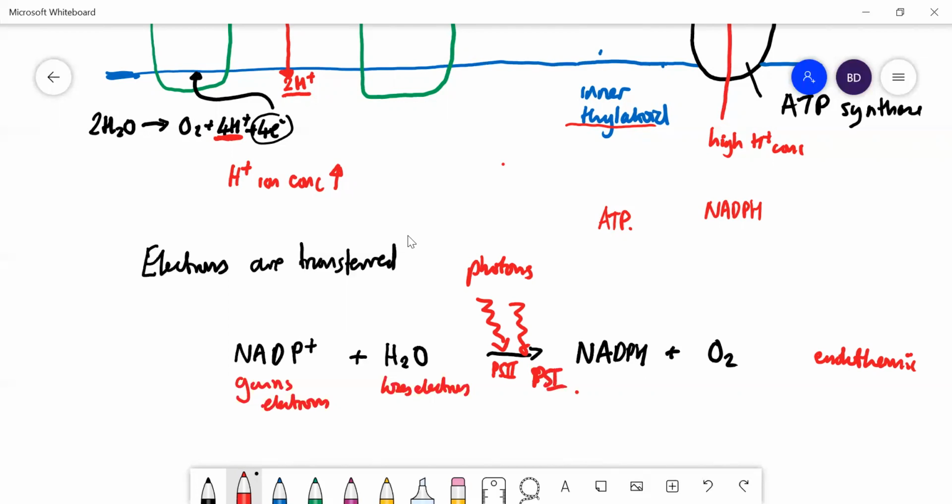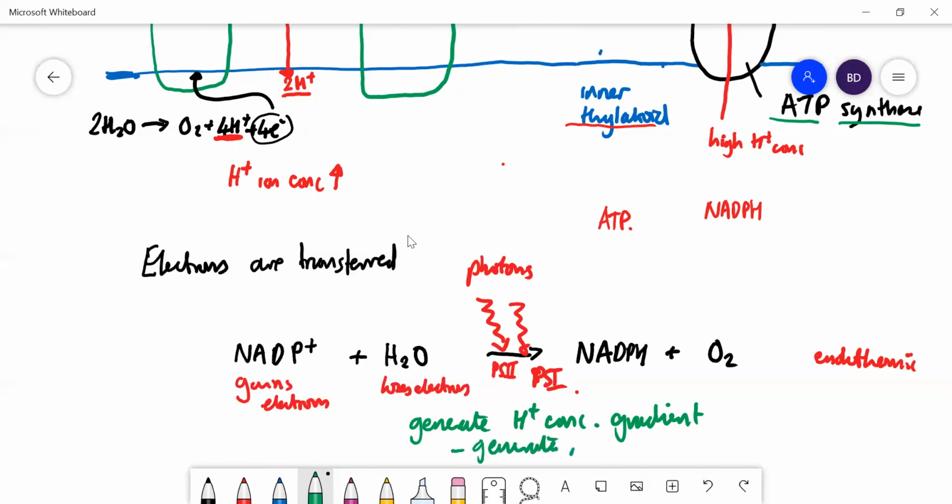And in the process of moving the electrons along, you generate a proton gradient, an H+ concentration gradient, and then those hydrogen ions pass through this ATP synthase enzyme, and this will generate ATP. The ATP and the NADPH, which are made in that reaction, are then used in the dark reactions, the light-independent reactions.